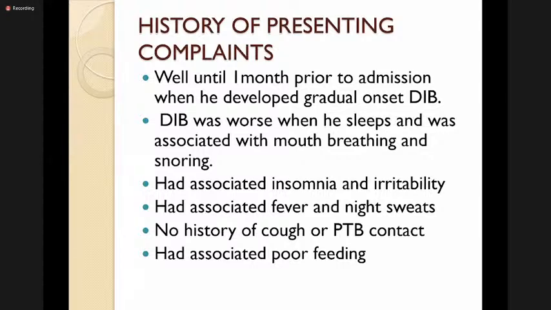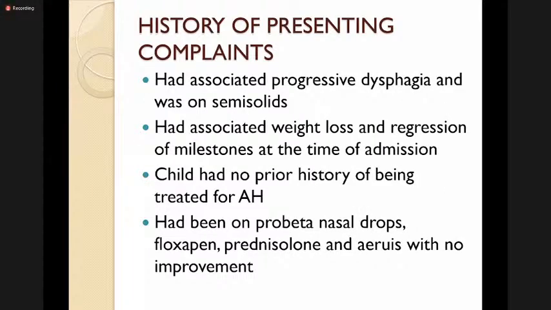They had fevers and night sweats. There was no history of cough or contact with people with tuberculosis or pulmonary tuberculosis. The patient also had poor feeding, which we sometimes call anorexia. There was also progressive dysphagia from solids to semi-solids, and by the time they presented, after a month, they could only take semi-solids. There was also weight loss because of this, and regression of milestones at the time of admission.